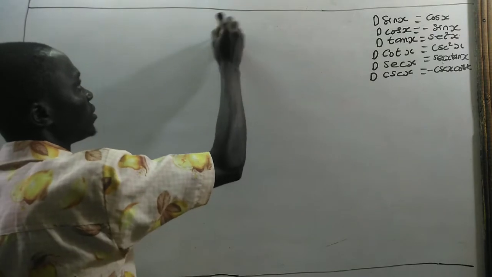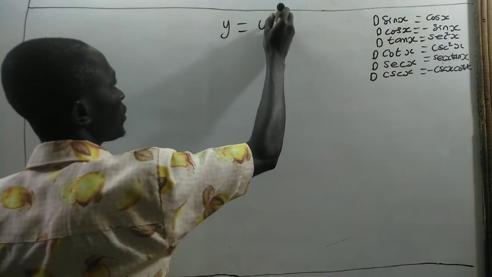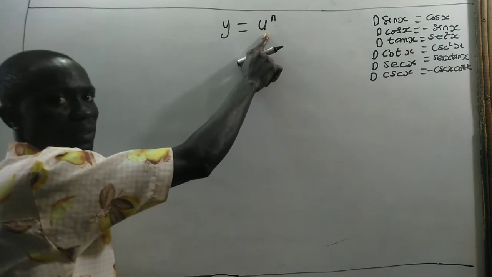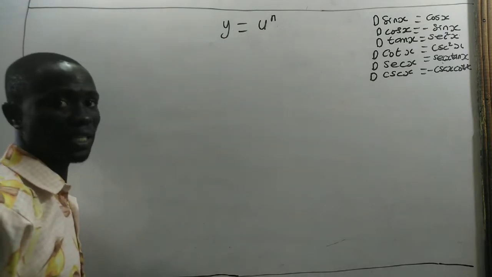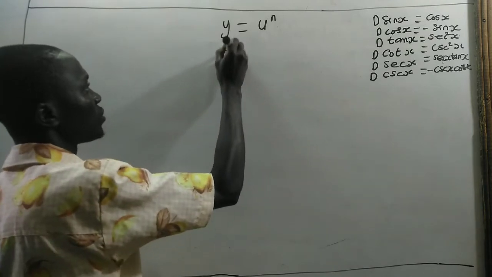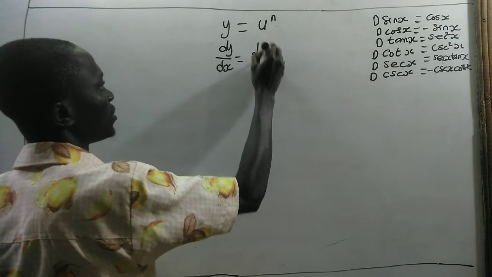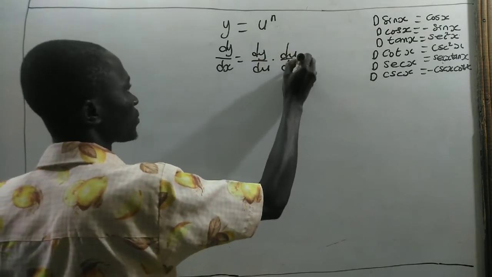Now you know that if we have y equal to u to the power n, where u is a function of x, then we are saying that y is a function of x. So we differentiate y with respect to x as dy/du times du/dx.